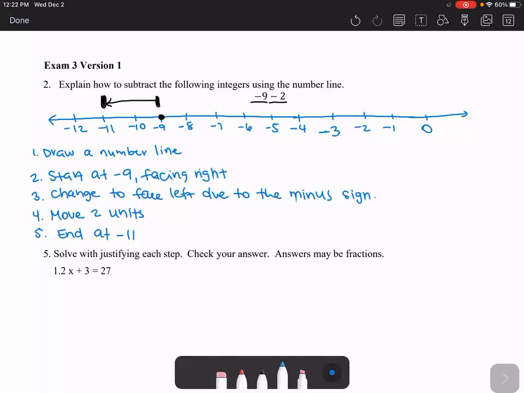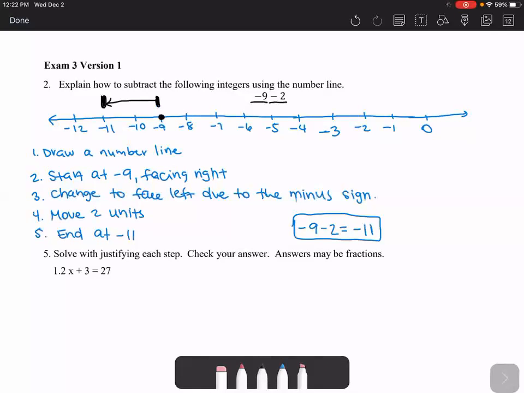We're explaining how to subtract these integers using the number line. Although you should explain how to do it, you should also tell me what the answer is, right? So -9 minus 2 is -11. Okay, so the answer is important. The explanation is also important. If you missed the explanation, you obviously got points off. If you didn't write the answer to the question, you got points off as well.